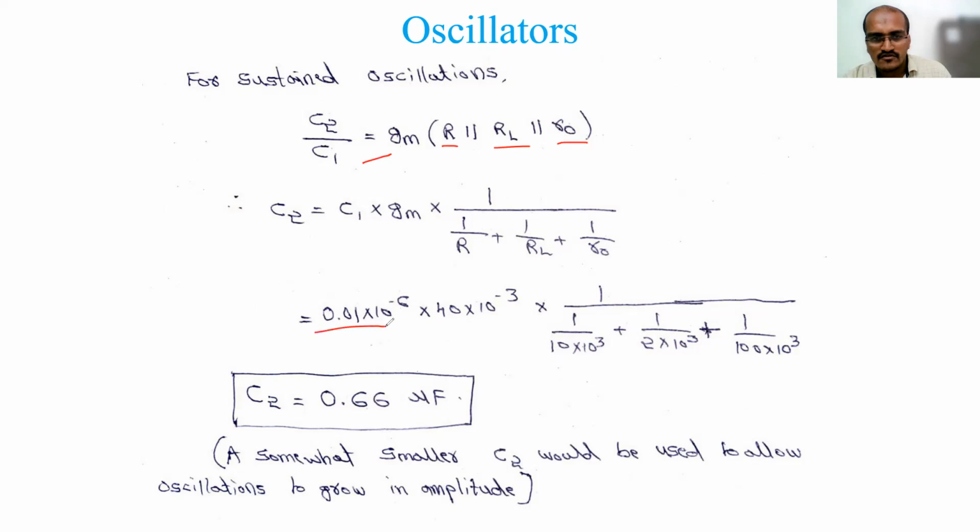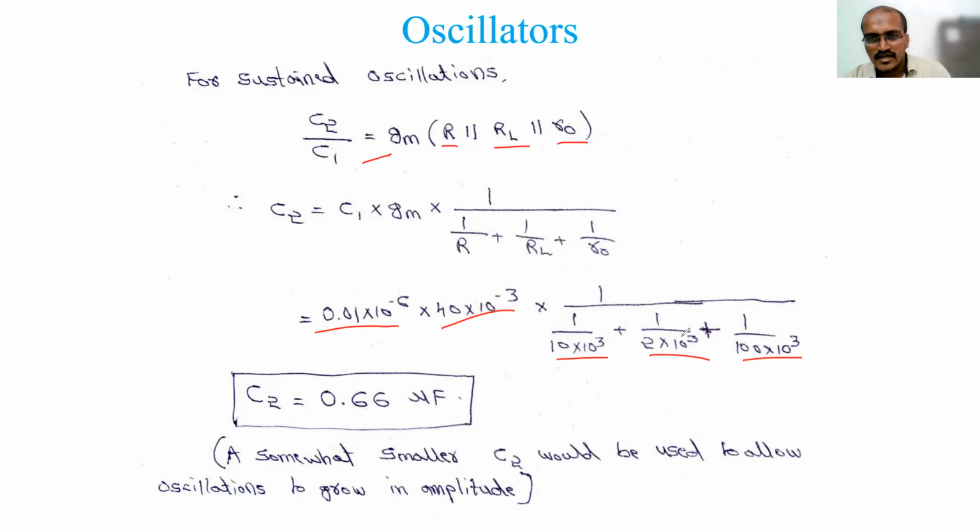C1 you know is 0.01 microfarad. GM is 40 milliamps per volt. And 1 by R, R is 10 kilo ohm, we have calculated previously. And load resistance they have given is 2 kilo ohm. And then R0 is given as 100 kilo ohm.